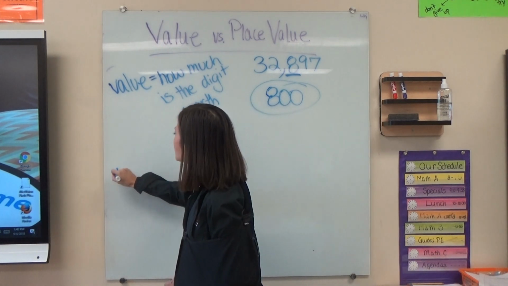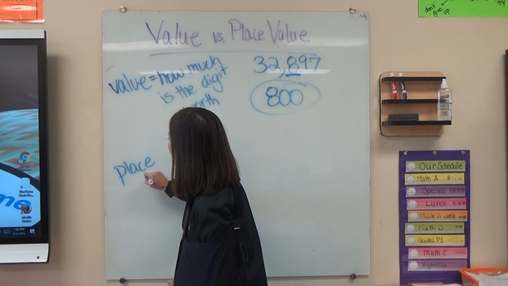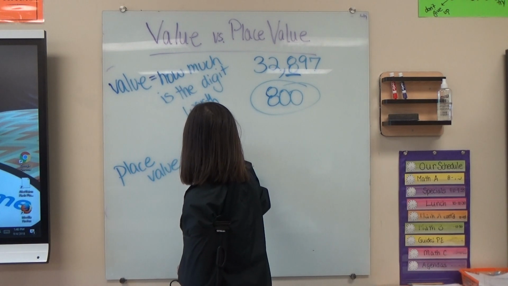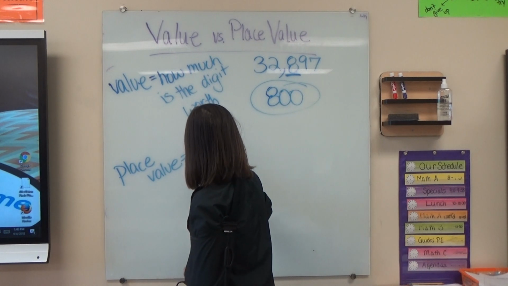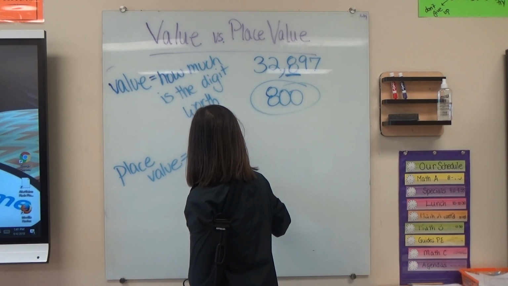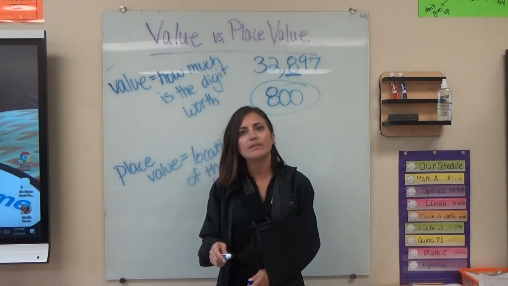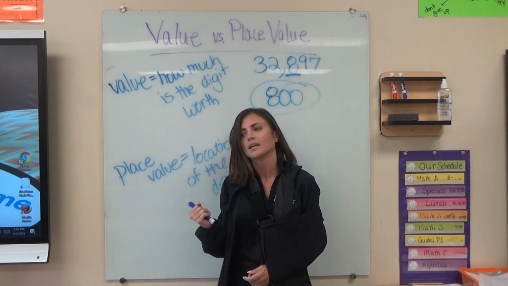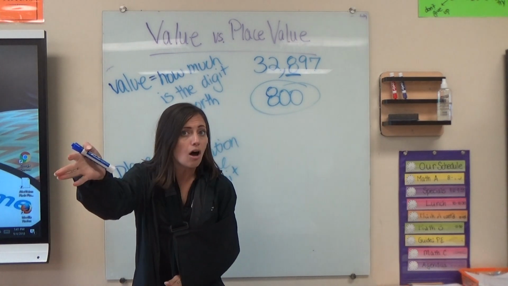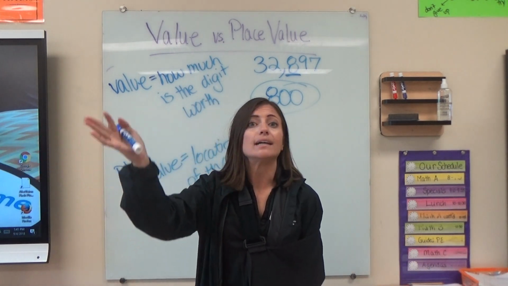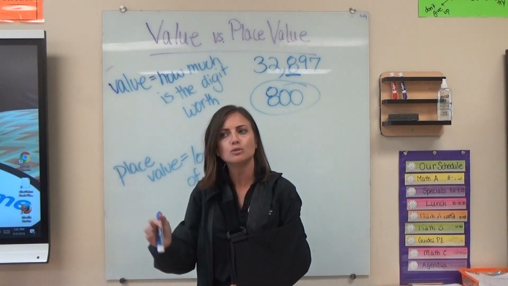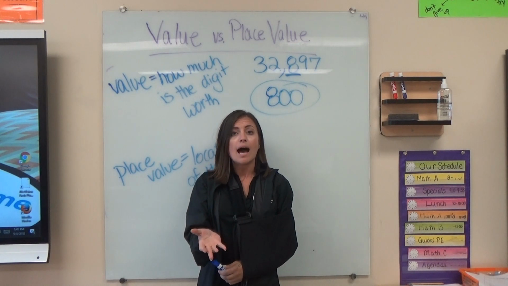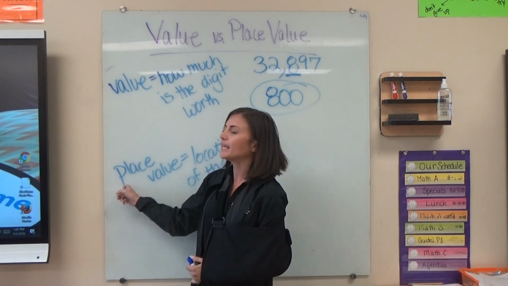Now, place value is a little bit different. Place value is the actual location of the digit in the number. I want you to think about if you were giving someone directions to your favorite math teacher's classroom. You might say, go down the hall, it's on your right, make a left at the art classroom. You're giving verbal clues about where to find something. That's what place value is.